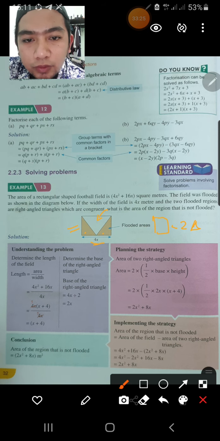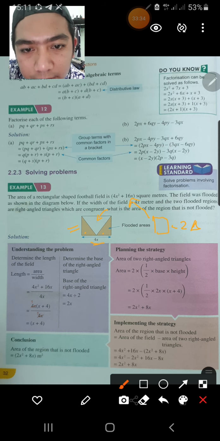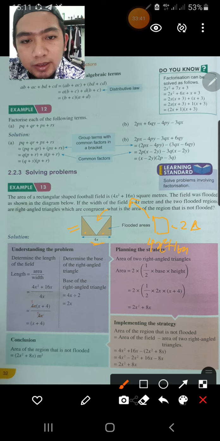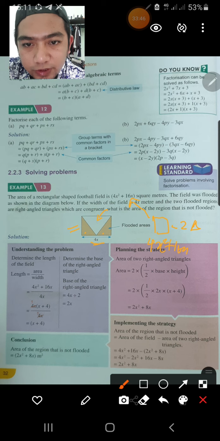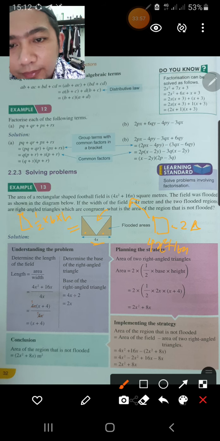So how to find this area, the full rectangular? Actually dia sudah bagi dalam soalan, kan? 4x square plus 16x. So now kita kena cari lagi area for these two triangle. So macam mana mau cari? Remember the formula for the right angle triangle. Untuk cari dia punya area, 1/2 times base times height.